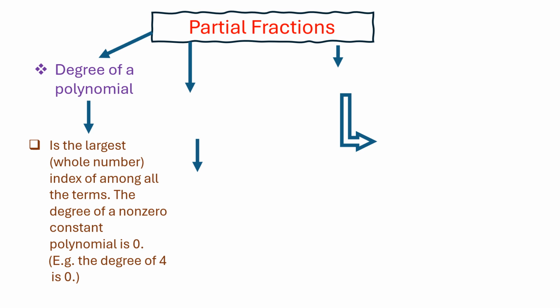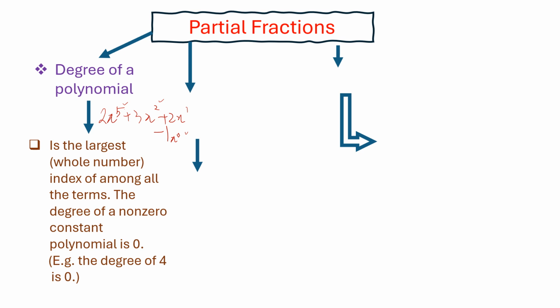Supposing you have a polynomial that is 2x to the power of 5 plus 3x squared plus 2x minus 1. If you compare the indices 5, 2, 1, and of course negative 1 is a constant, which means it's negative 1 times x to the power of 0, then the biggest number is 5. So in this example, the degree is 5.